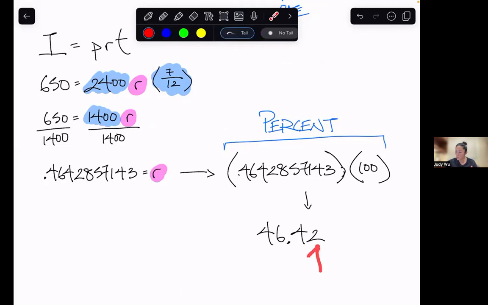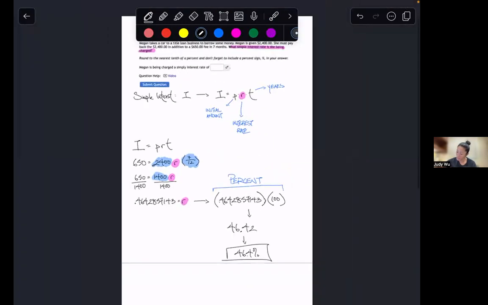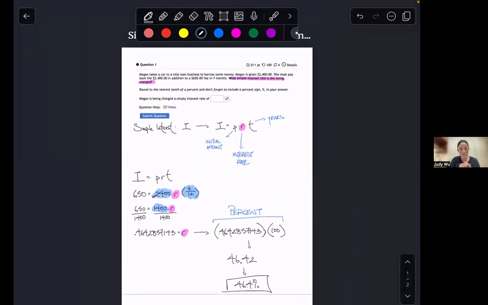Since 2 is less than 5, when we chop this number off, we keep this as a 4. But if this were, let's say, a 7, which is bigger than 5, we would round this 4 up to a 5. So the answer we actually want to type in is 46.4%. Let me get that all on one screen for you so you can take a look at that.